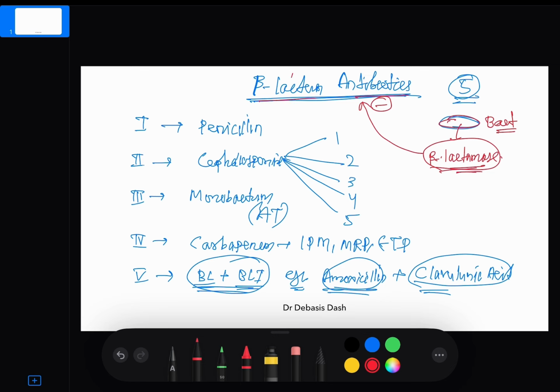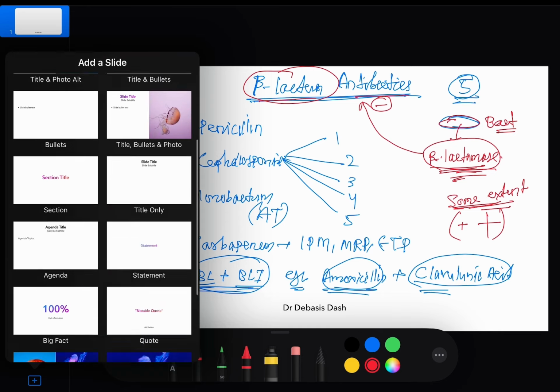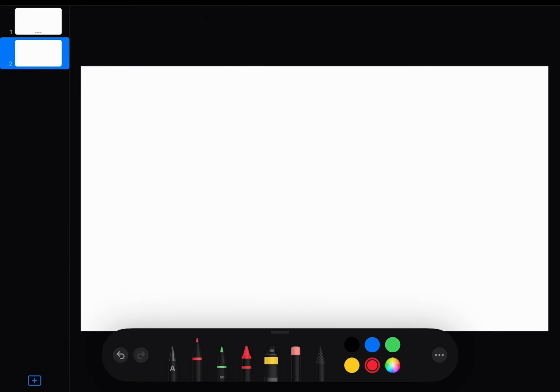That is, across all the 5 classes of beta lactam antibiotics, the beta lactamase inhibits them to some extent, not always. It may inhibit lesser or it may inhibit more. To some extent, beta lactamase inhibits the beta lactam antibiotics. Understood? Then comes the beta lactamase.